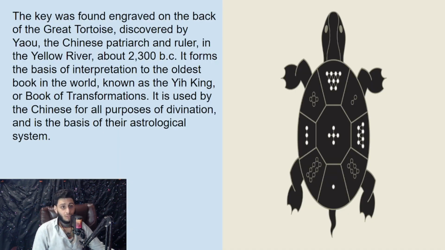So, the key was found engraved on the back of the Great Tortoise, discovered by Yao, the Chinese patriarch, and a ruler in the Yellow River, in about 2300 BC. It forms its basis of interpretation to the oldest books in the world, known as the Yi King, or Book of Transformations. It is used by the Chinese for all purposes of divination and is the basis for their astrological system.